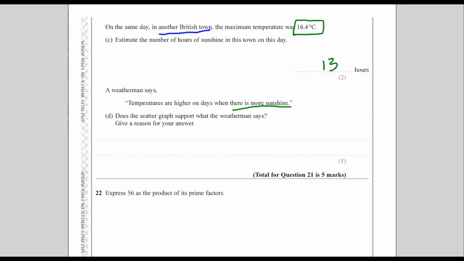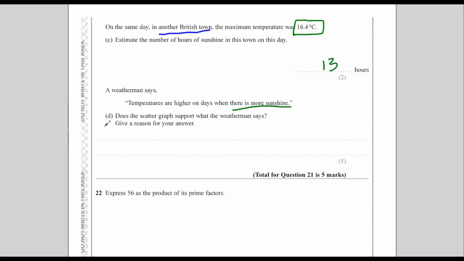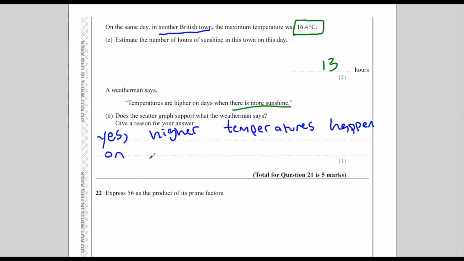Okay, so let's look back at the scatter graph. So higher number of hours of sunshine, higher temperatures, these guys. So yes, he's right. Okay. Yes, higher temperatures happen on days with more hours of sunshine.